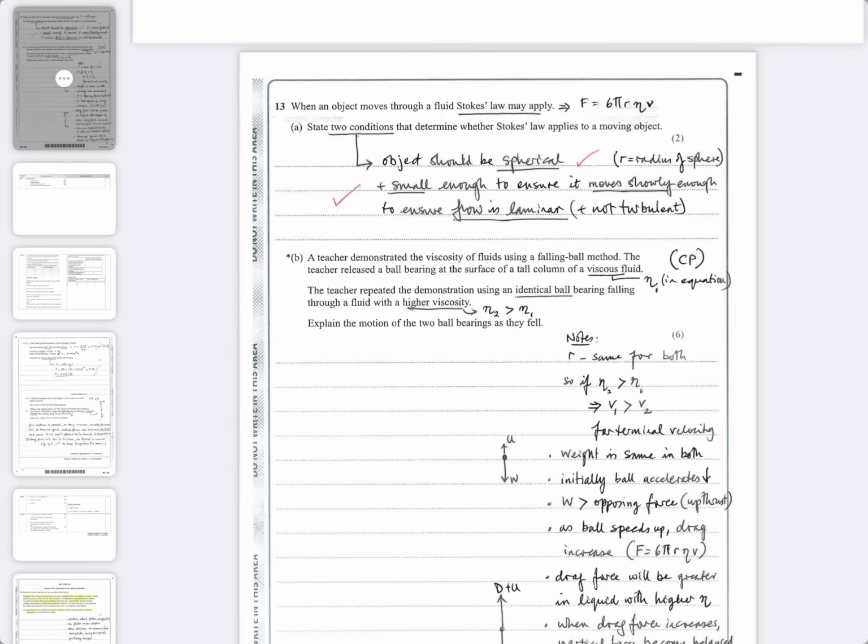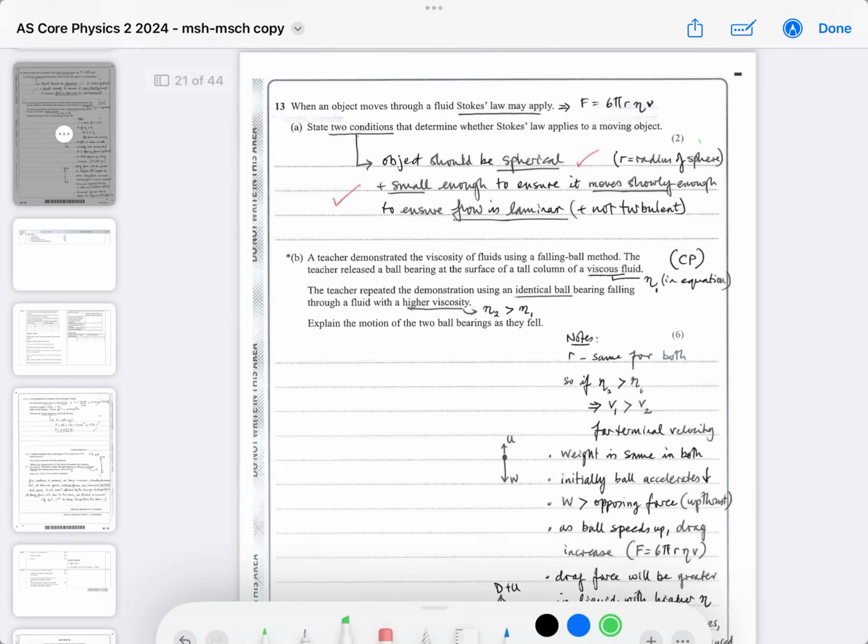So AS Core Paper 2 is mainly waves and materials, but the last two questions, as you'll see, could be on anything from the Year 12 content. Okay, so let's get straight into it.